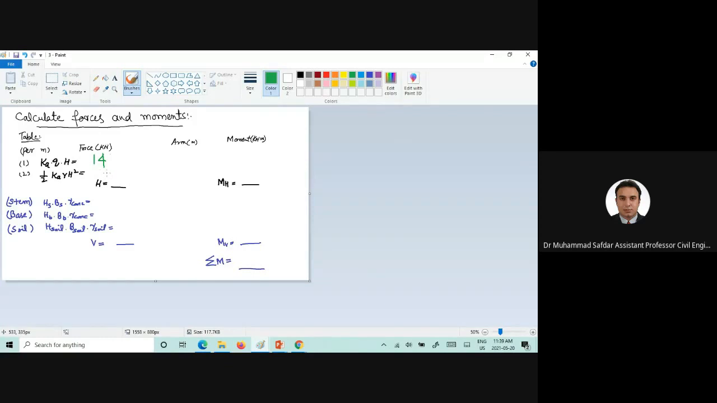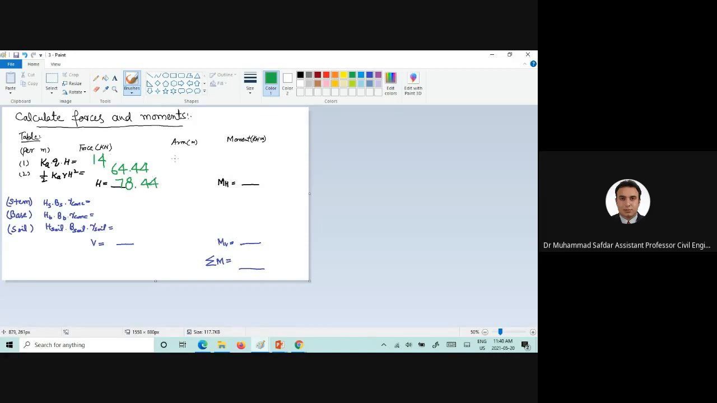And how about the second one? 64.44. So please kindly sum these two forces, because these are the horizontal forces, and we are going to use that in finding the overturning stability, sliding resistance. So all these summation we need to calculate. Please kindly add. 78.44.